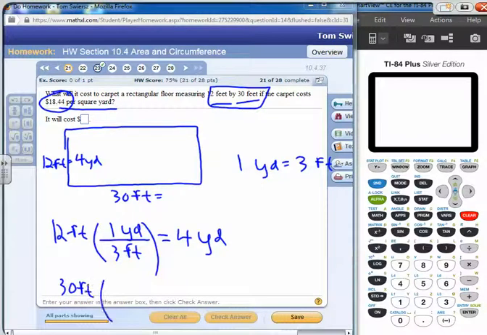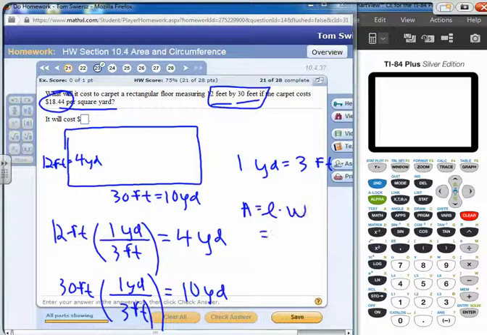And the same idea for the 30 feet. 30 feet, 1 yard for every 3 feet. So we divide, because 3 is in the denominator, and we get 10 yards, okay? So this side is 10 yards. Now, we need the area, right? The area of a rectangle is length times width. In terms of yards, it's 4 by 10, which we know is 40 square yards, okay?